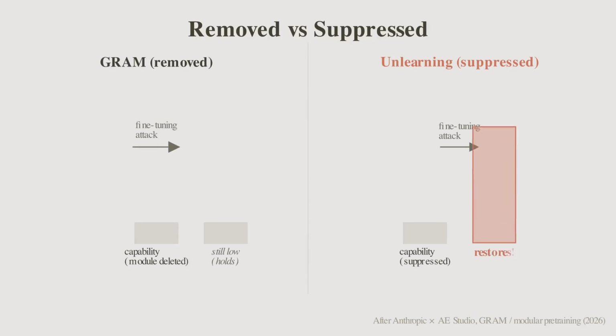Delete the module, the capability score drops, general performance stays intact. Now the adversarial question: what if an attacker fine-tunes on malicious data to restore the capability? GRAM holds, filtering holds, but unlearning, where knowledge is merely suppressed, not removed, snaps right back with fine-tuning. That is the removed versus suppressed contrast that matters.